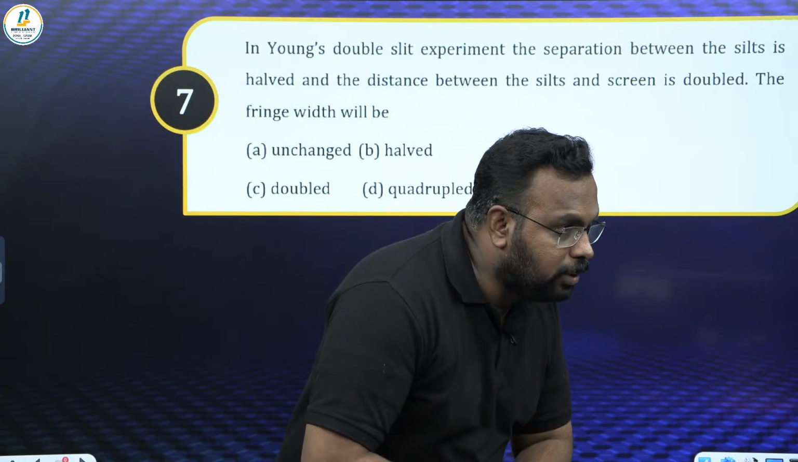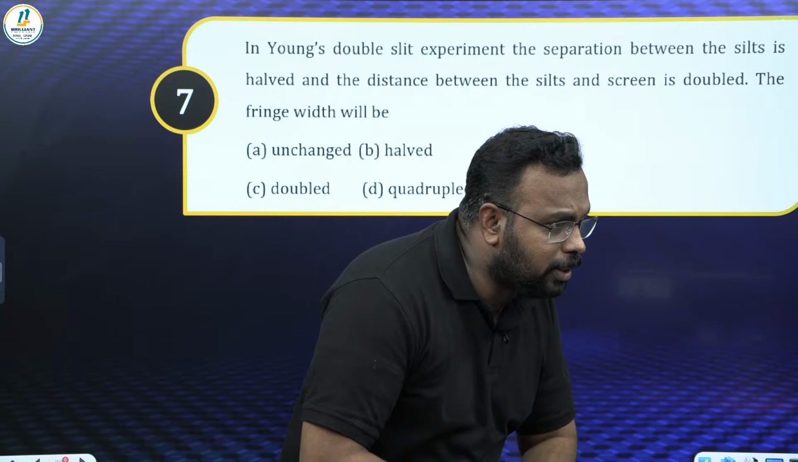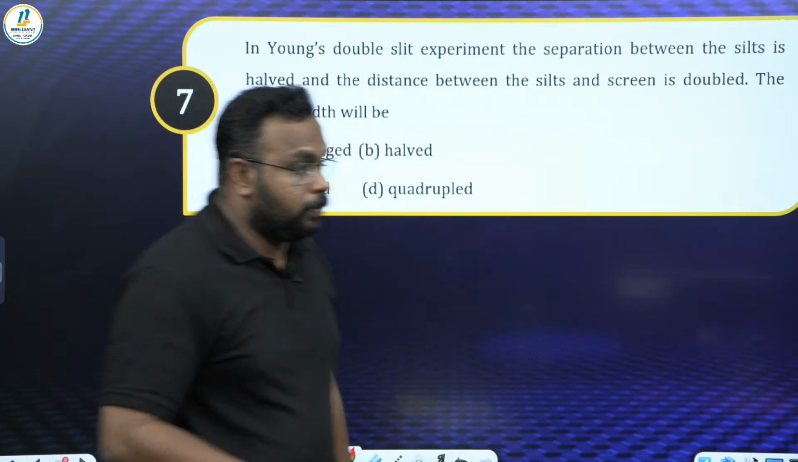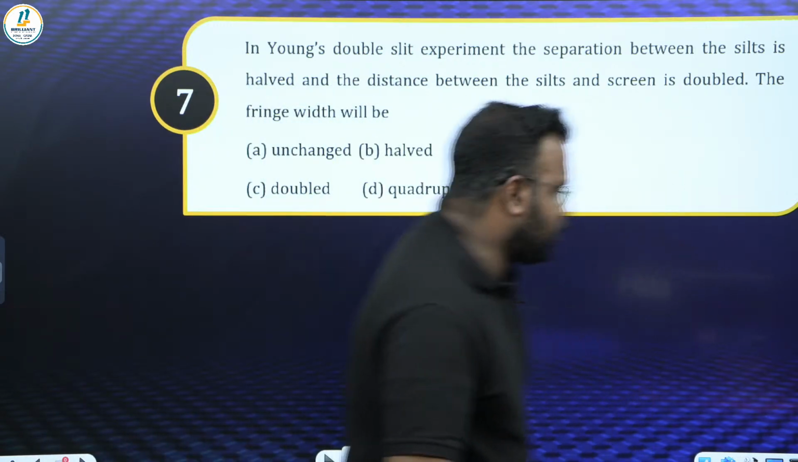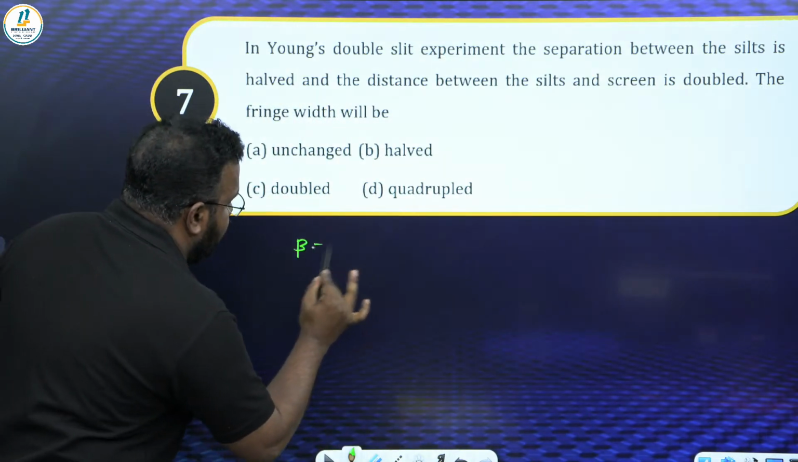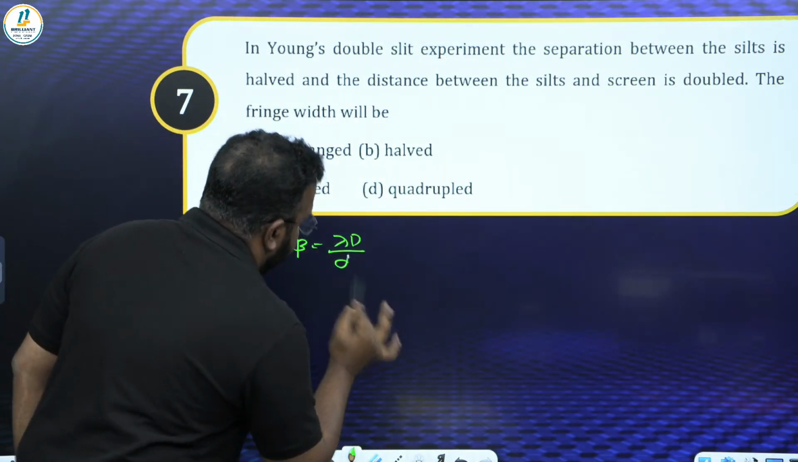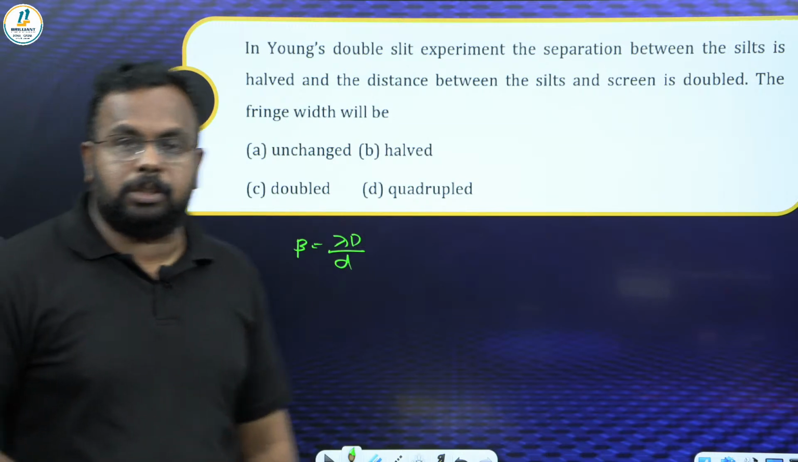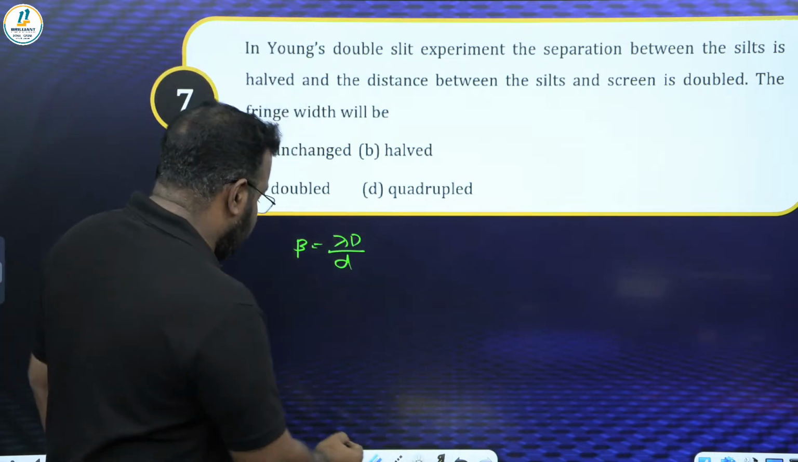Yes, I can see Rida, G, Satvik, all are commenting the right answer. Ruben, very good. So simple, right? What is the beta value? The beta formula is equal to lambda capital D by small d. Very, very important equation. Fringe width beta is equal to lambda D by small d.